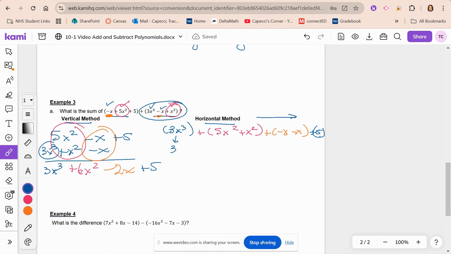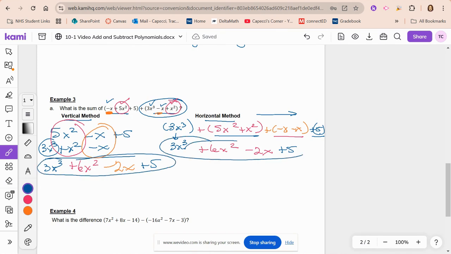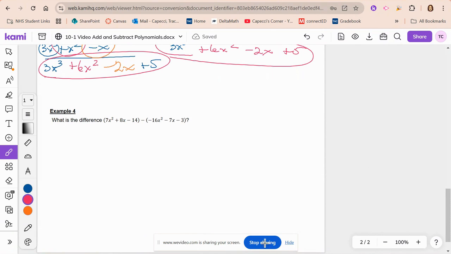So this one I can just bring right down, 3x to the third. This I'm going to combine, and that gives me 6x squared. Negative x and negative x gives me negative 2x. And then we bring down our constant, which is plus 5. So as you can see, it doesn't matter which method you use, we still get the same exact answer. So either method's okay.